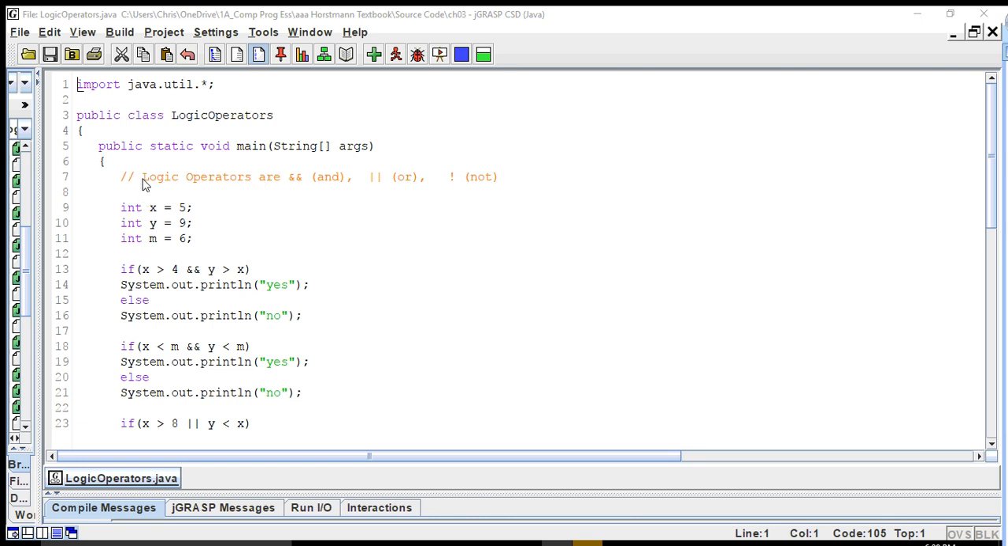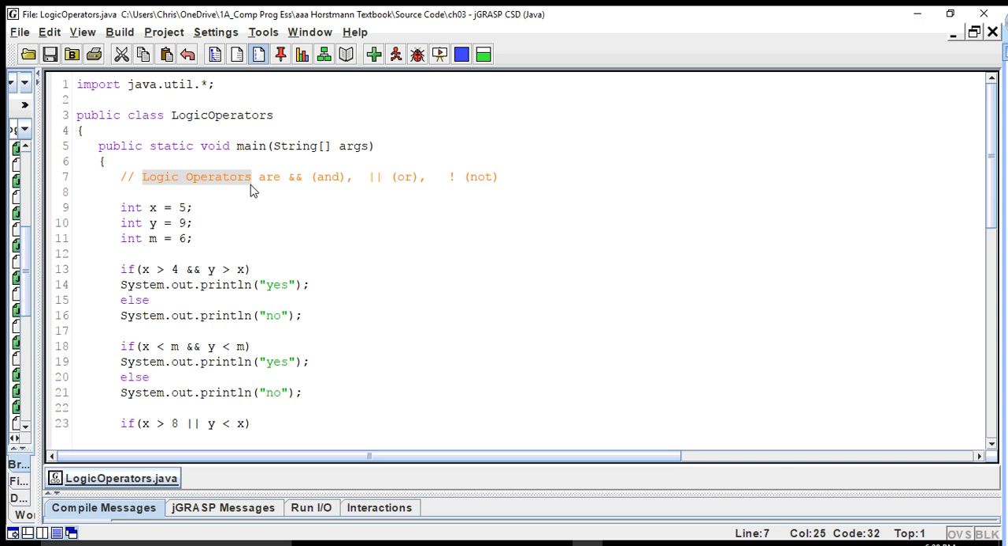You just need to make sure you understand that you have 3 logic operators. We already know what arithmetic operators are, relational operators, the concatenation operator, and the assignment operator. Now we're going to add these 3 operators that are called logic operators.